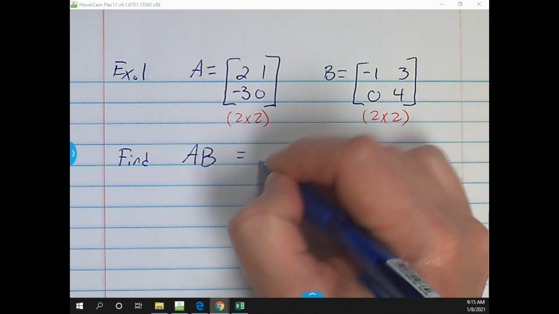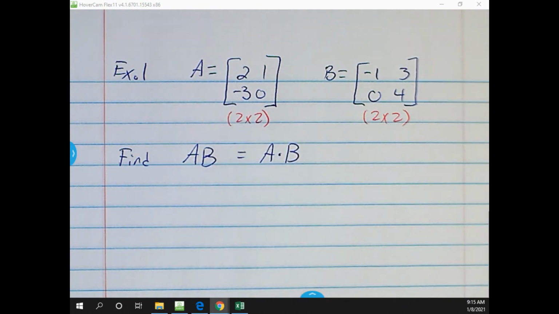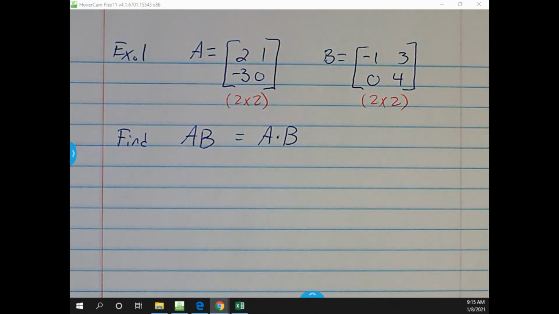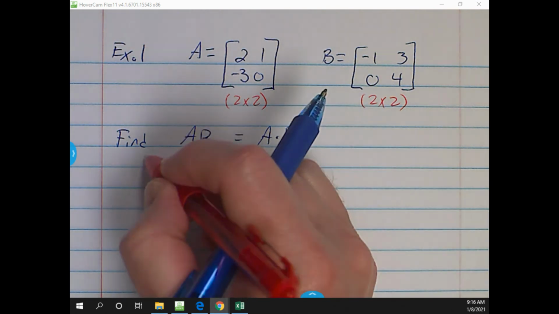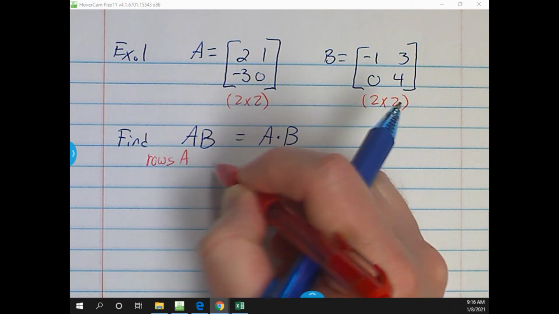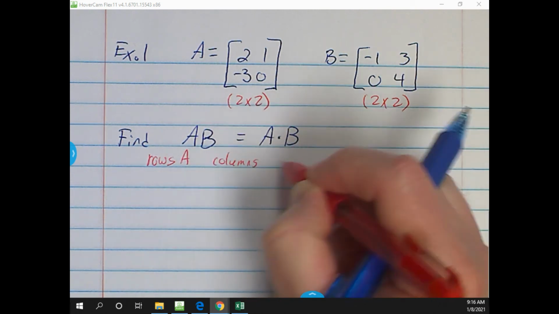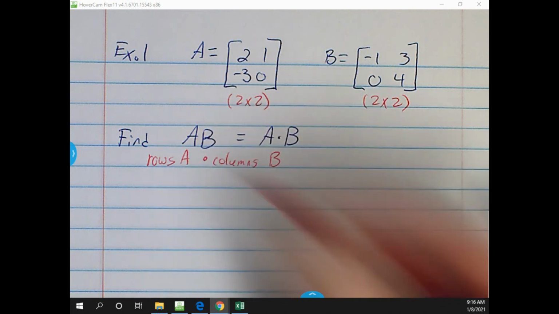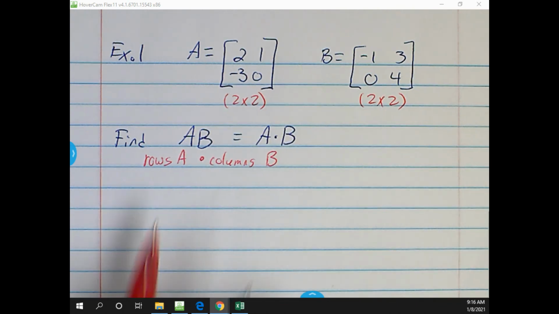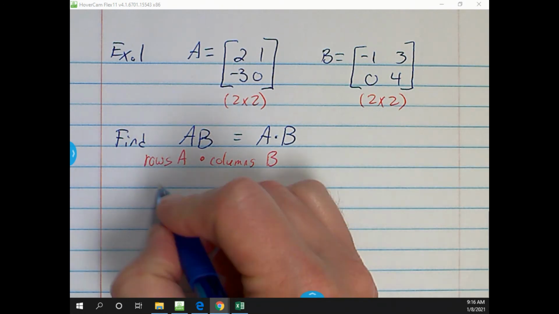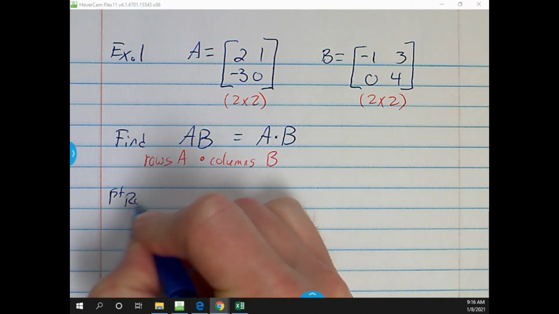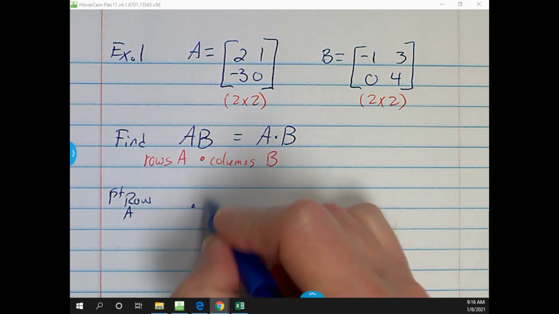Sometimes I'll just put AB like that. Sometimes they might put A times B with a dot in the middle. Either way, it basically means the same thing. Again, we're always going to do the rows of A times the columns of B. You're going to take all the rows in A and multiply them by all the columns in B. So we're going to start off with first things first: the first row of A times the first column in B.